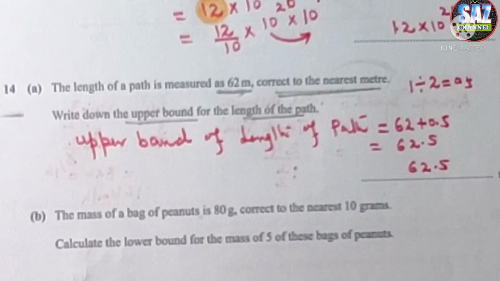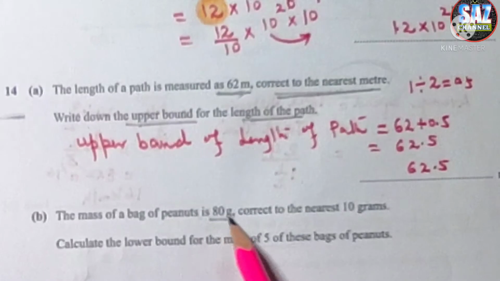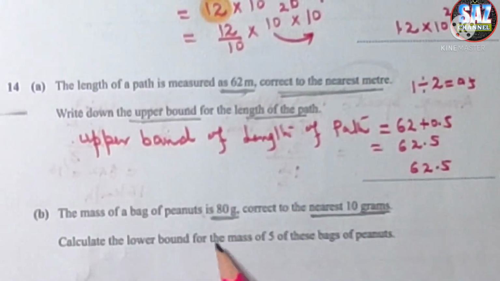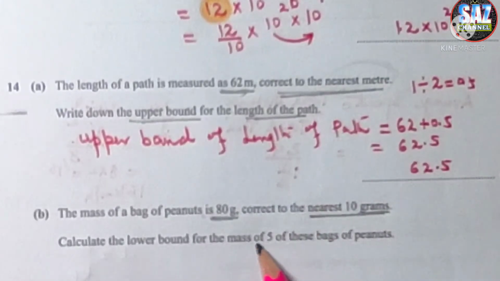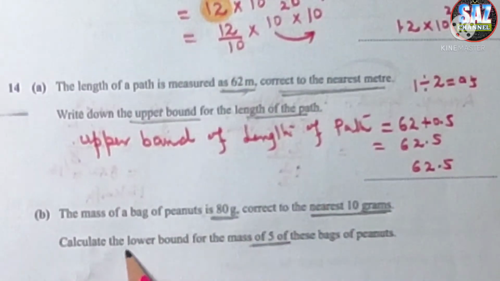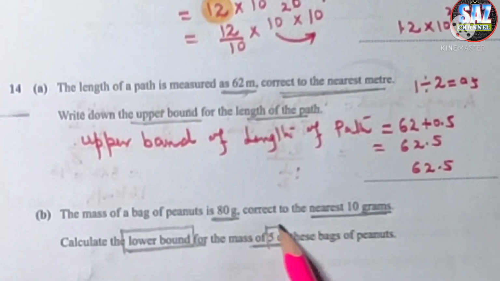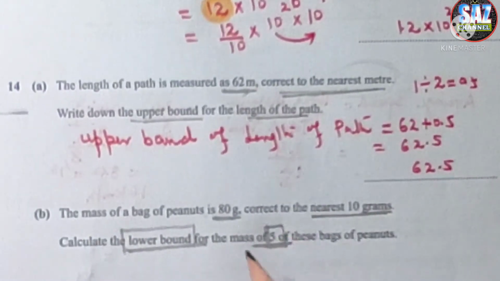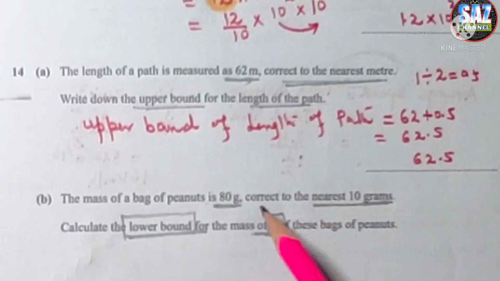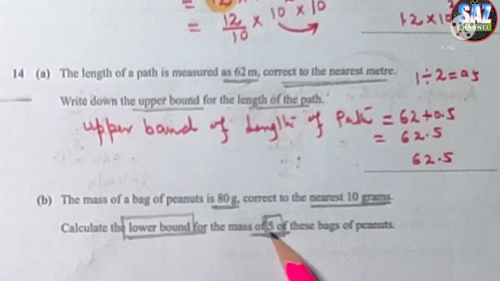The next part says that the mass of a bag of peanuts is 80 grams, correct to the nearest 10 grams. Calculate the lower bound of the mass of 5 of these bags of peanuts. Okay, so calculate the lower bound for 5 of these bags. This is again one of the important questions that my students ask: what if we find the total mass of 5 bags and then find the lower bound of that?